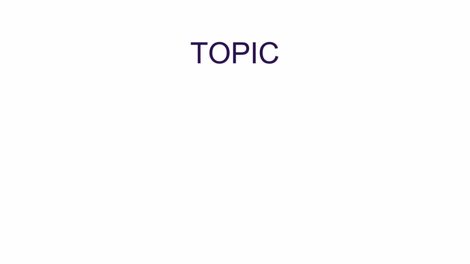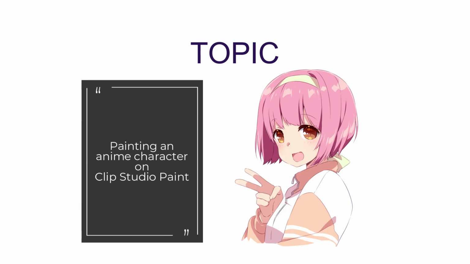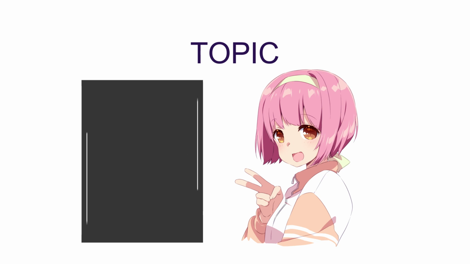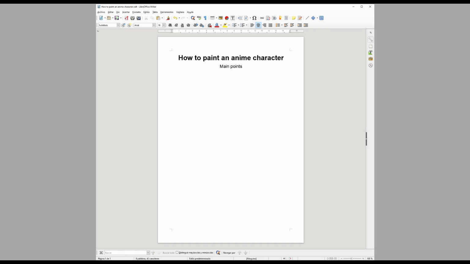The first thing we need to do is to decide on a topic for our video tutorial. For example, painting an anime character on Clip Studio Paint. Once you have decided on the topic, write down the main steps you are going to follow, so that you know what you need to record and in what order. For example, Step 1 – Inking, Step 2 – Base Color, Step 3 – Shading, etc. We don't need to write down a detailed script yet, we can do that later.